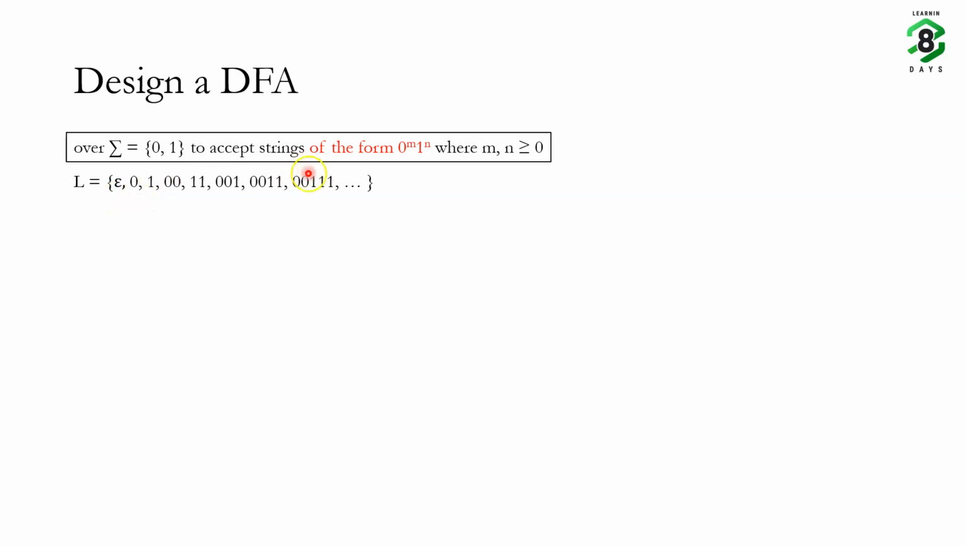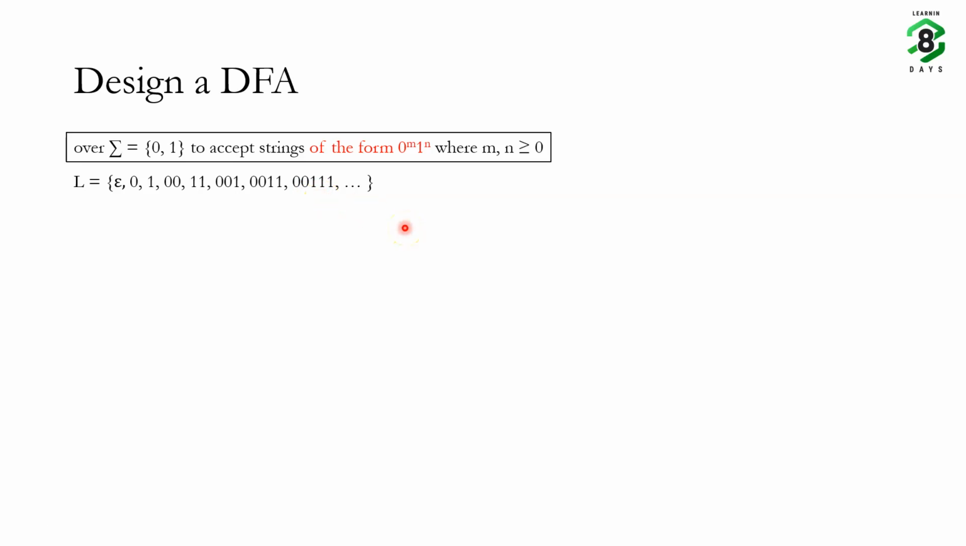Now, when m is 1 and n is 0, it should accept only 0. When m is 0 and n is 1, it should accept only 1. And there onwards, it can accept 001, 1, 00, 1, 0011, and so on. Note that the order of the symbols is important. It can accept any number of zeros followed by any number of ones, right? But once it has received a 1, it cannot receive any more zeros. So the order of the input symbols is important. Basically, the machine should accept a number of zeros followed by a number of ones.